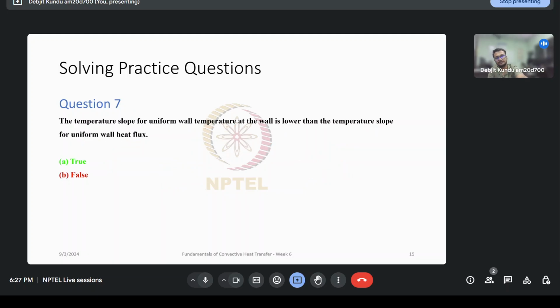Let's take a look at the solution. It is indeed true. And that is the reason. So I hope that's clear. Now, we will keep moving on.